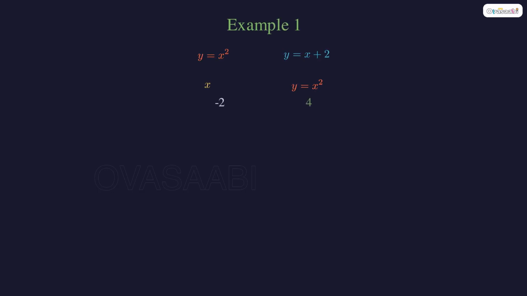Example 1. Solve y equals x squared and y equals x plus 2 graphically. First, make a table of values for the quadratic. Substitute x equals -2, -1, 0, 1, 2, and 3.